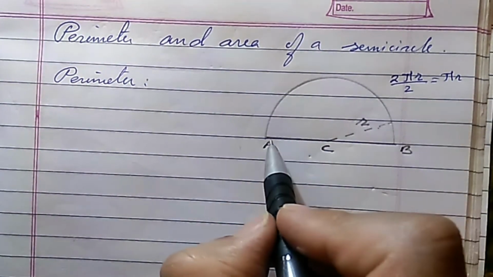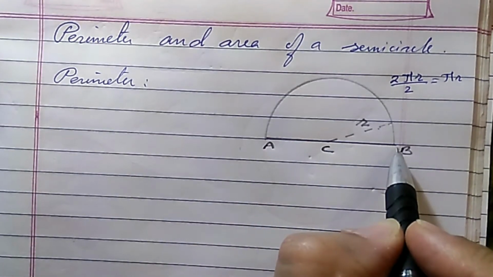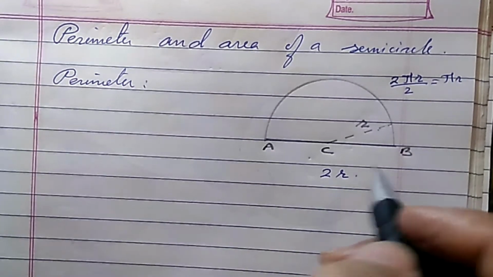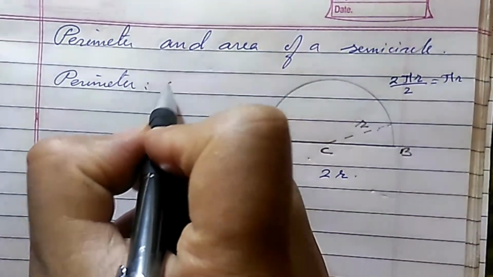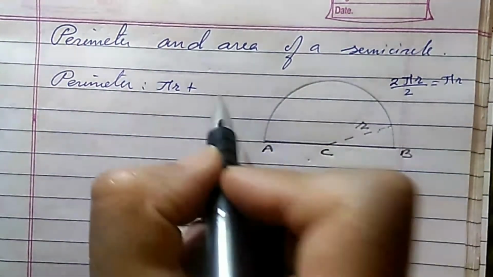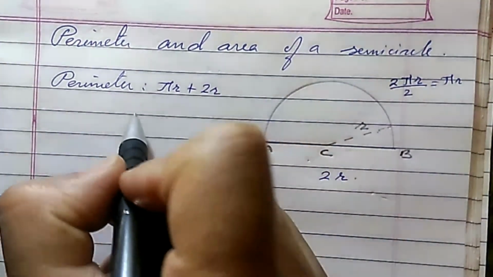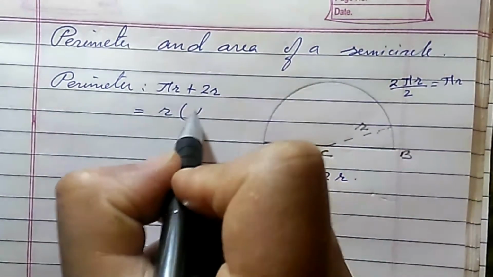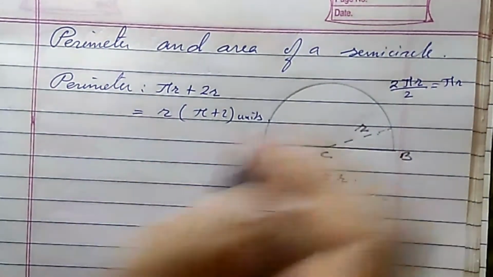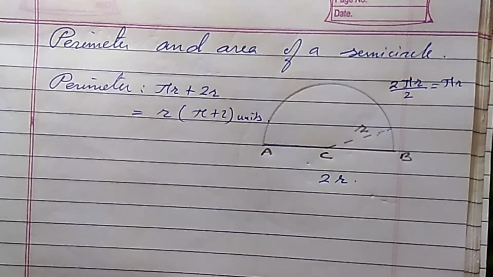But we need to add this entire length, which is the diameter also, and diameter is equal to twice r. So what will be the perimeter? Perimeter will be the curve length plus the diameter, which is 2r. So if I take r common, then pi plus 2 times r units is the perimeter of a semicircle.